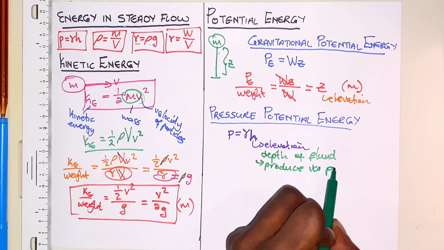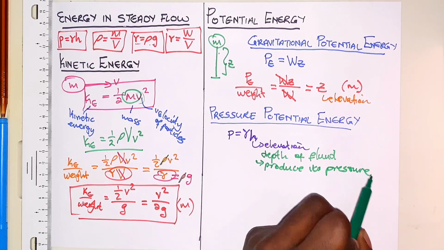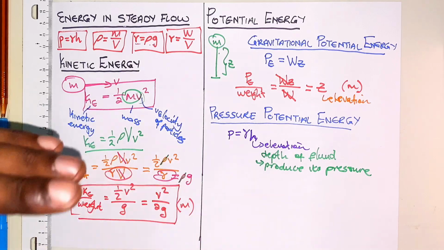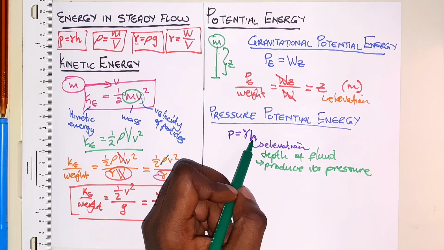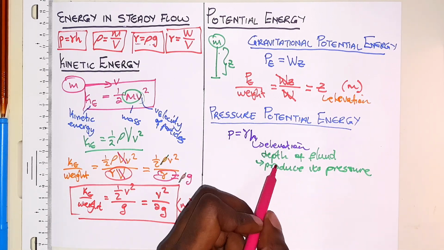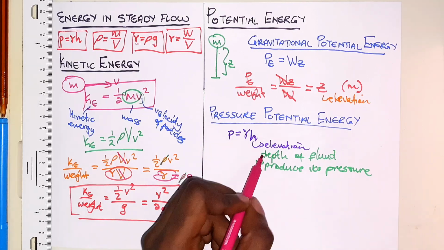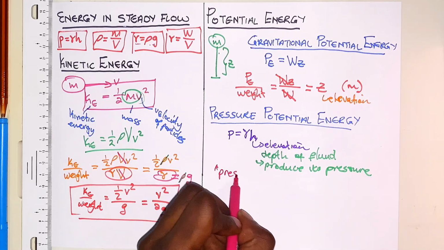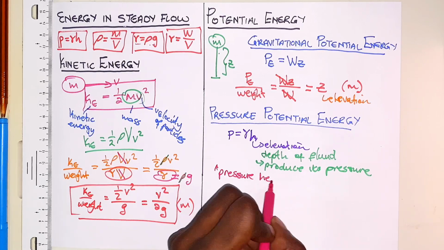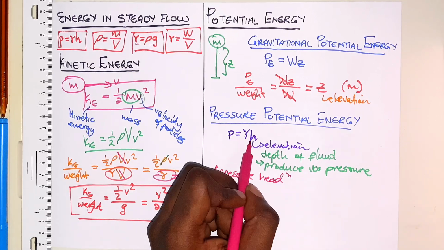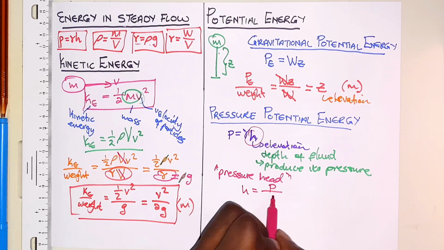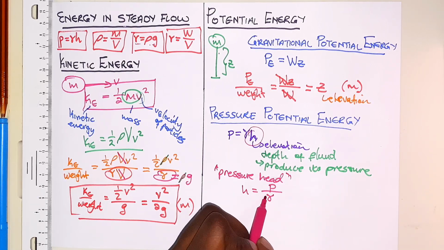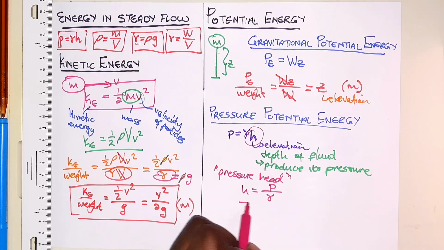Now, this depth of fluid is going to produce its pressure. Now, that is to say, the deeper you go, let's say in a body of water, the more pressure you will feel. This is given by H. We are going to call this pressure that's being induced by depth pressure head. Now, this pressure head given by H is equal to pressure over unit weight of the fluid particle.